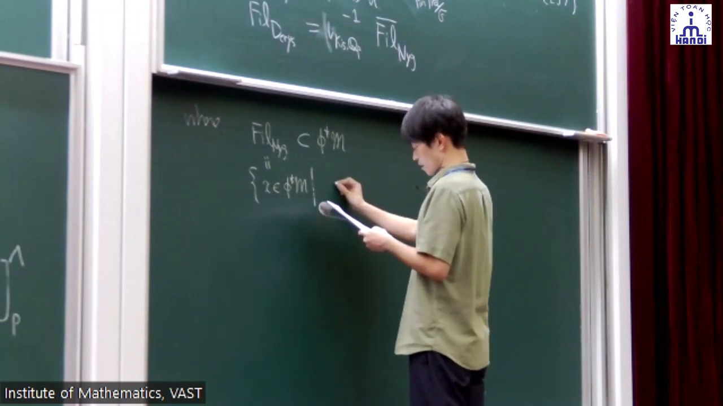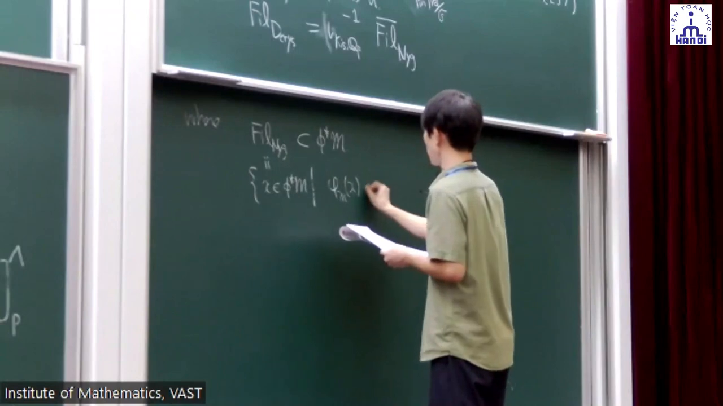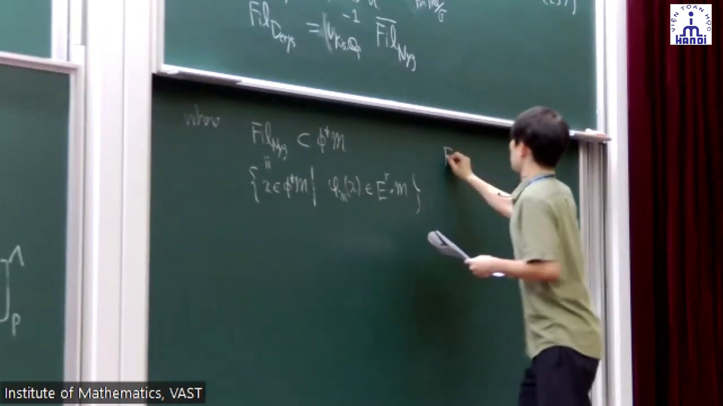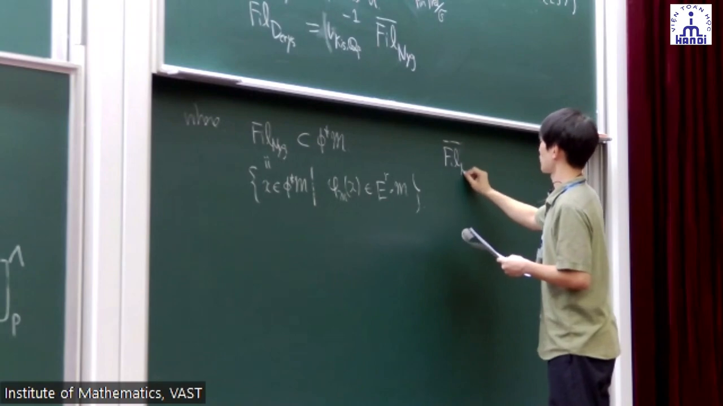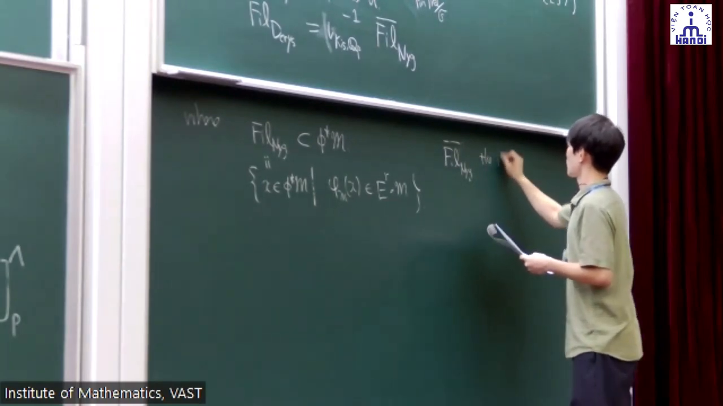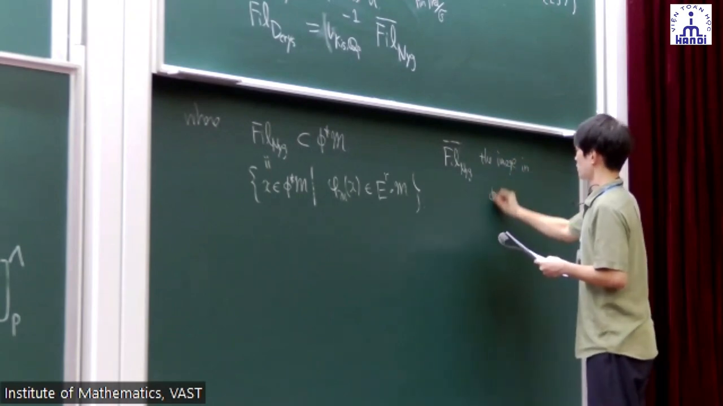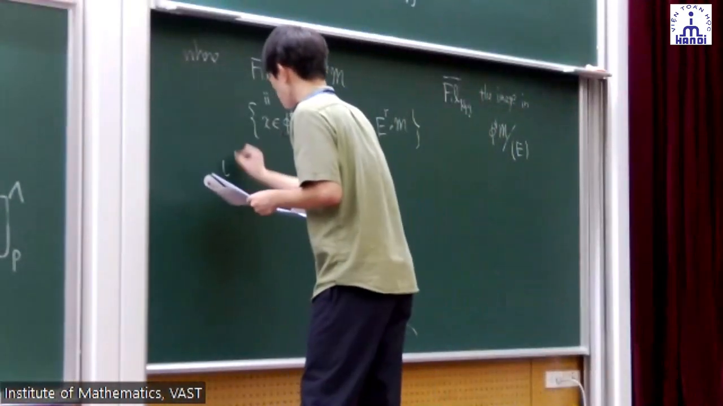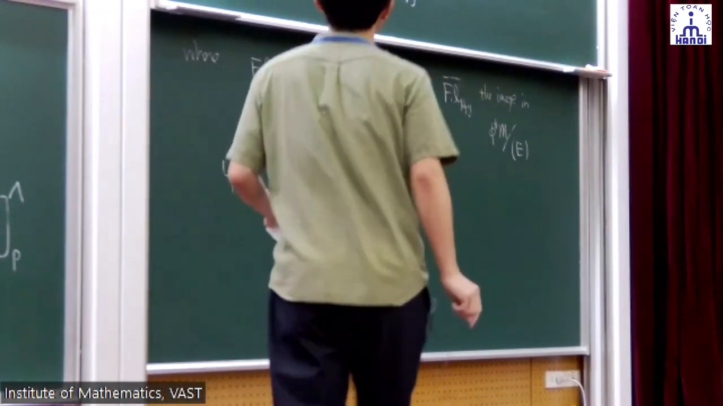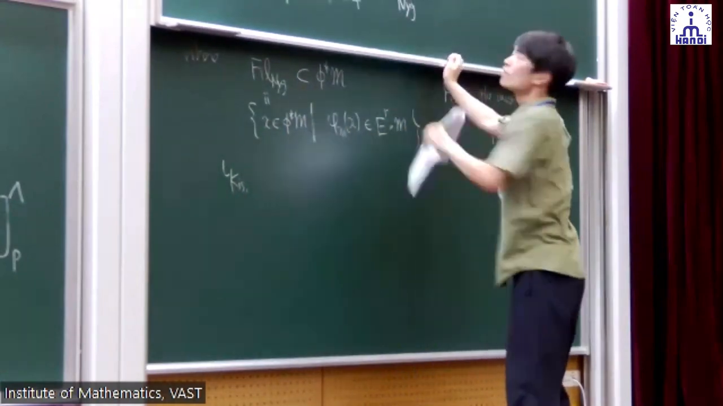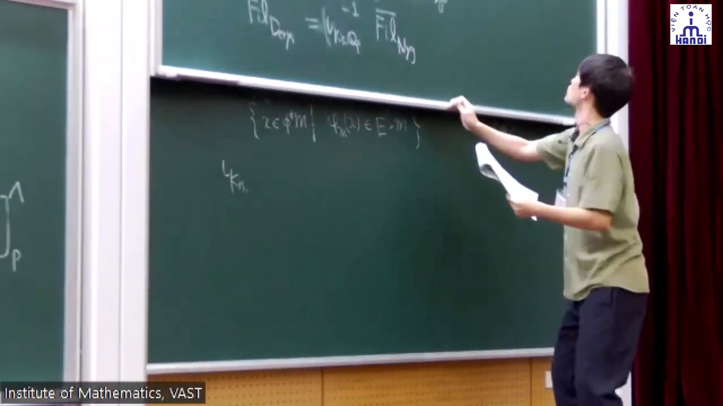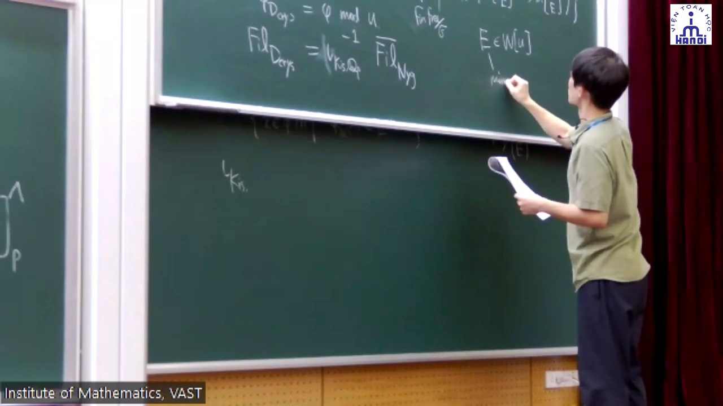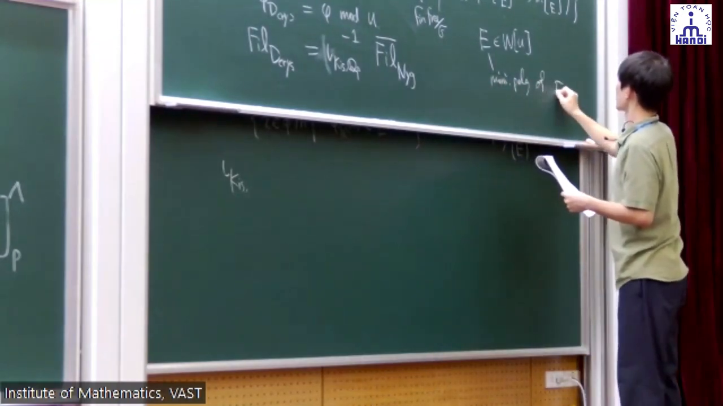Those elements x whose Frobenius image is inside E to the r times M, and this filtration of Nygaard is the image in what is divided by E, and this isomorphism. Ah, yes, I didn't say that. So E is the Eisenstein polynomial, the minimal polynomial of pi, a uniformizer of K.